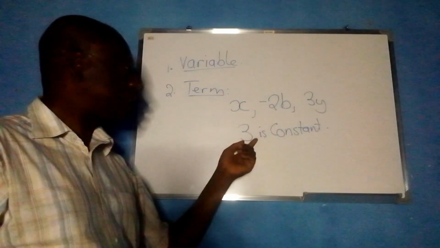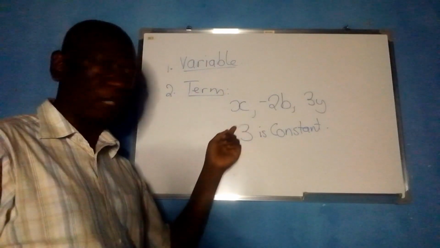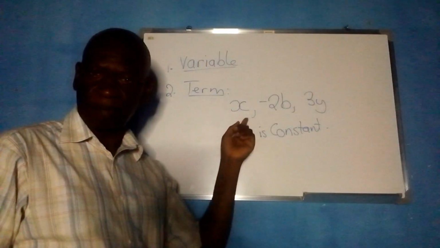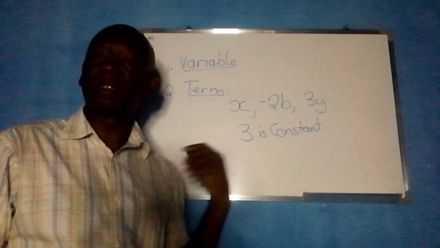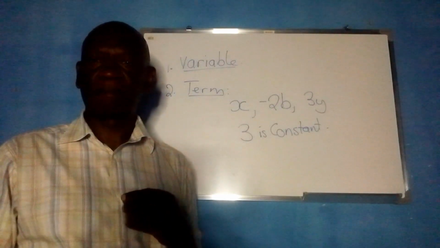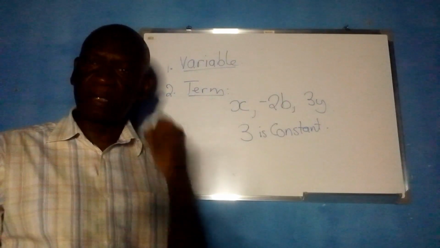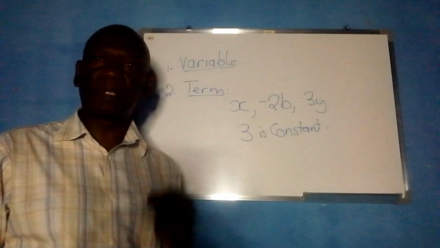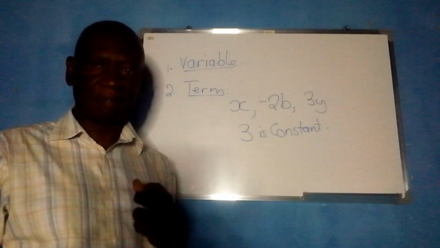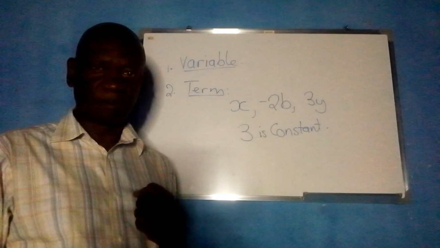I think you'll see that when there is no variable in that particular term, then that term is called a constant. When the term does not have a variable, then it is called a what? A constant. Okay?